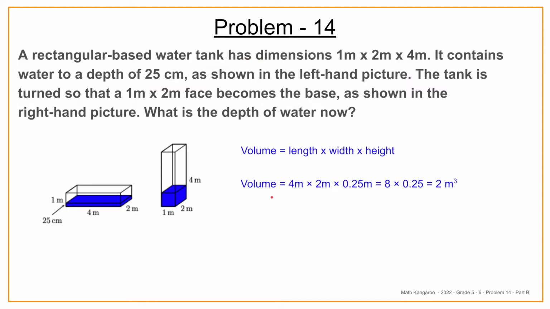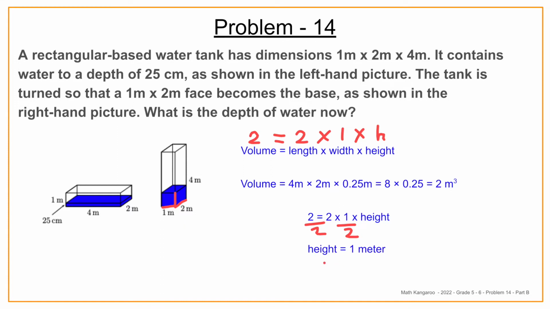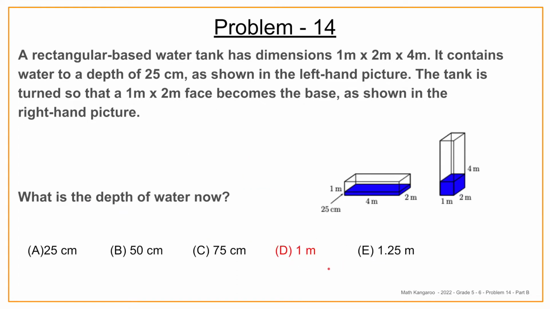So let's clear the screen. So we have volume of the water, that is 2. We know the length is 2 meter times width is 1 meter, and we have to determine height, and this is the height. So it becomes an equation for us. Now we divide by 2 on both sides, and what does it make? It will make height is equal to 1 meter. So our answer is option D, 1 meter.